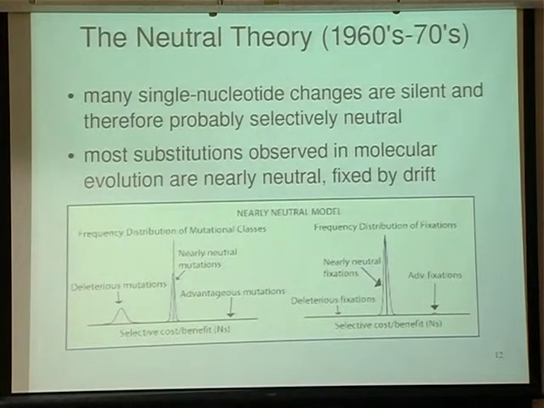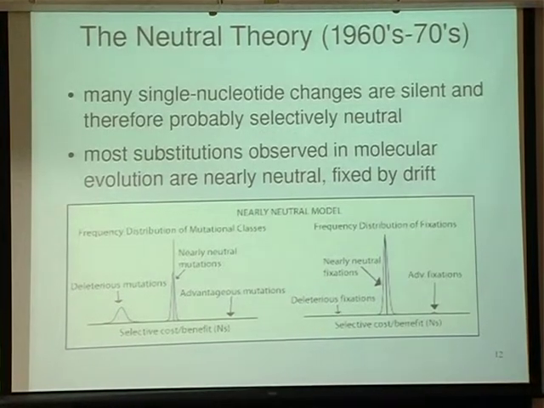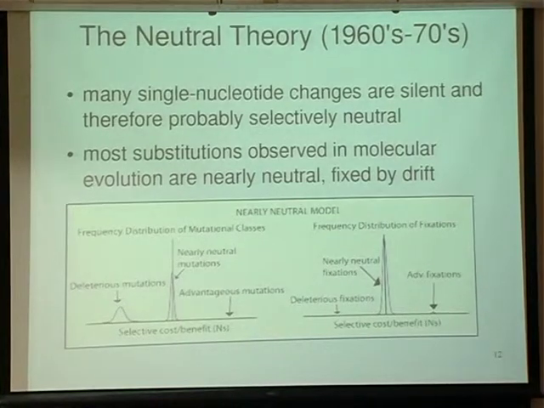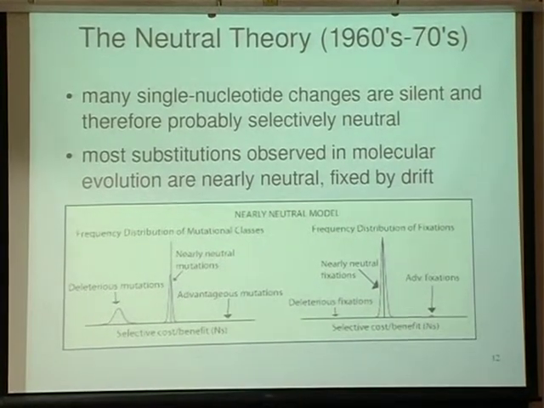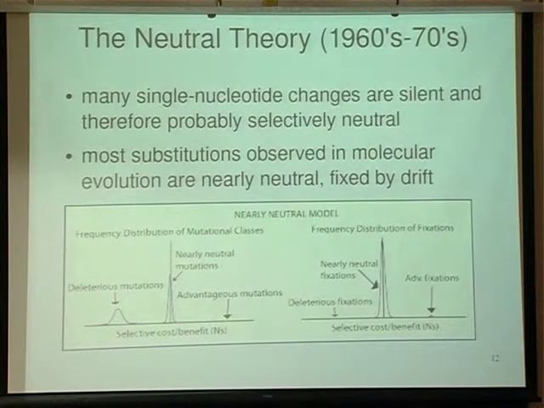So many single nucleotide changes are silent, and therefore their effects are probably neutral or nearly neutral. And most substitutions that are observed in molecular evolution are nearly neutral and have just been fixed, we assume, by drift. And here's a nice picture.